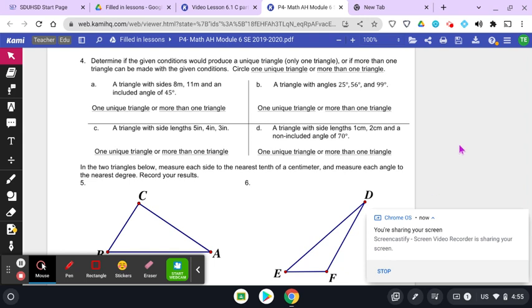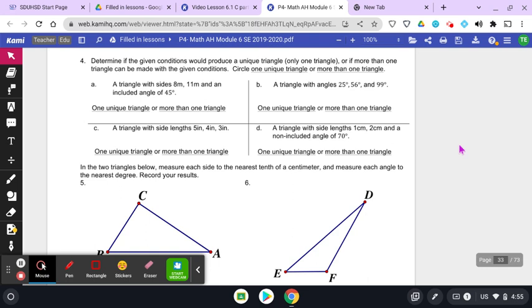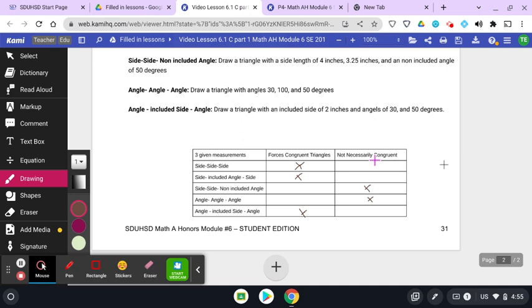All right, welcome back to Math AH. This is our second half of our 6.1C part. We did the first part last time. So we have to go back to what we summarized last time.